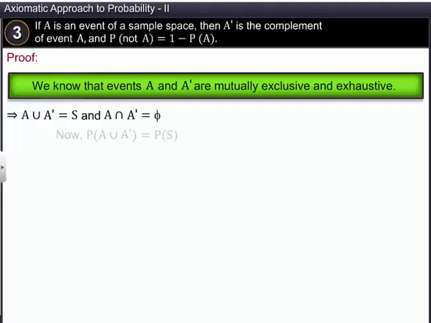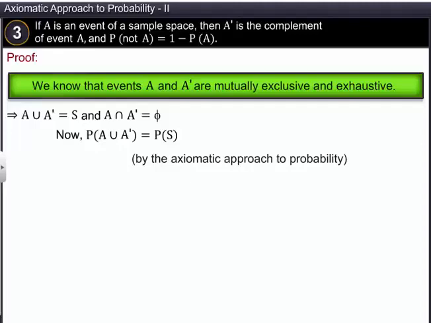Now, P of A union A' is equal to P of S. By using the axiomatic approach to probability, we get P of A plus P of A' is equal to 1. This implies P of not A is equal to 1 minus P of A. Hence, the theorem is proved.